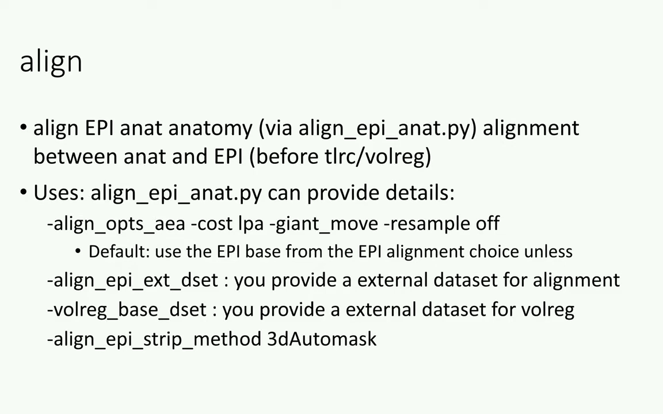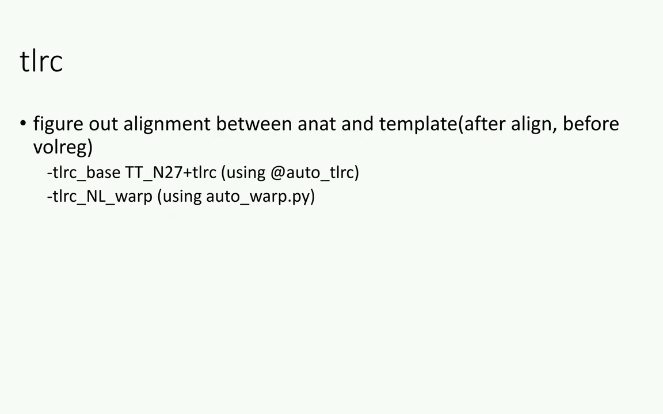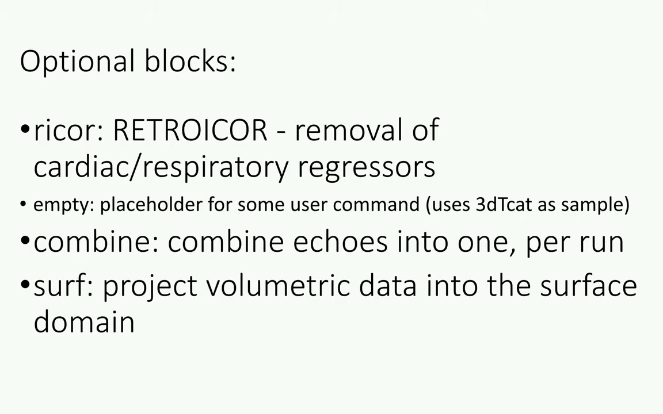Sometimes mutual information can give you a less precise result on some subjects, but a more universally working version. Tlrc, here, is after the volume registration, and this one you can specify what base, and you can either do the warping, or you be referencing functions of warping that you did before, like we did with the SS4.